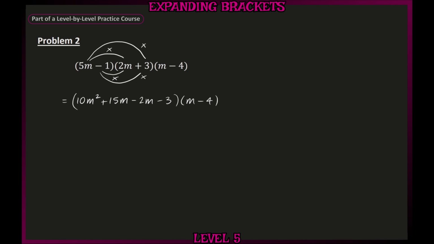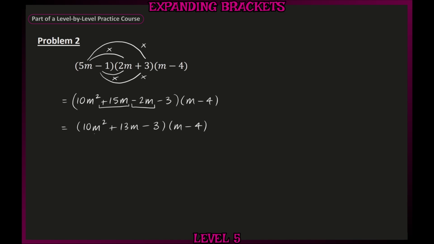Now, before we expand these, and we could do that first, I'm actually going to simplify what's in the first bracket. And we can collect together the plus 15m and the minus 2m. So this becomes 10m squared, 15m minus 2m is plus 13m, and we have a minus 3 on the end, and m minus 4 in that final bracket. Now we can expand these two brackets.